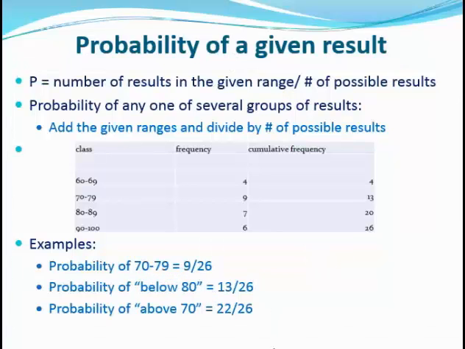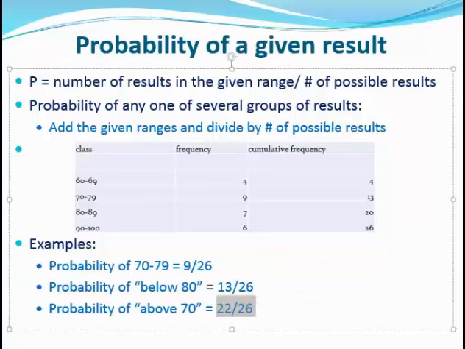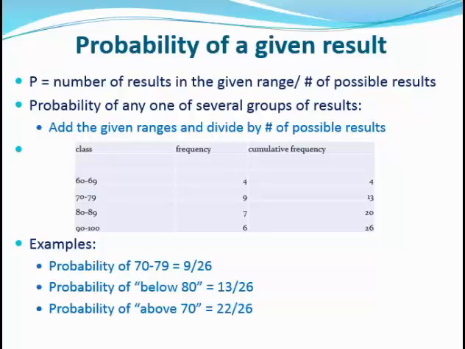What's the probability of a student getting above 70? Well, we have three groups that get above 70: the 70 to 79 group, the 80 to 89 group, and the 90 to 100 group. It's 9 plus 7, which is 16. 16 plus 6 is 22. So there are 22 students that got above 70. There are 26 possible results altogether. And so therefore, the probability of any one student at random getting above a 70 would be 22 out of 26.